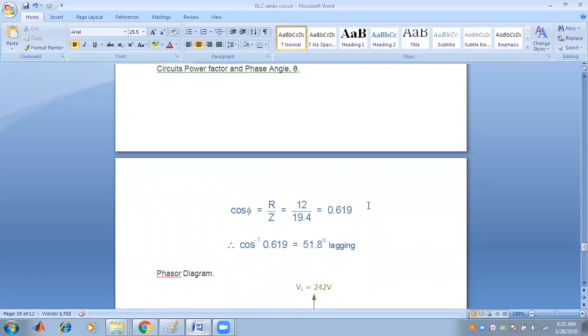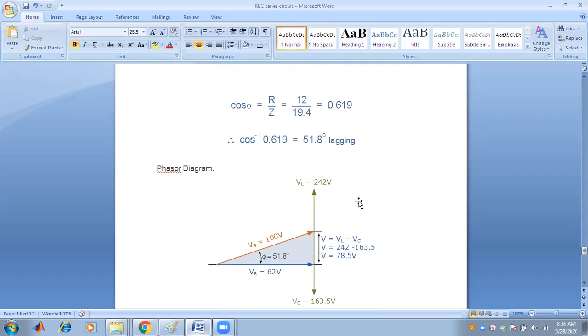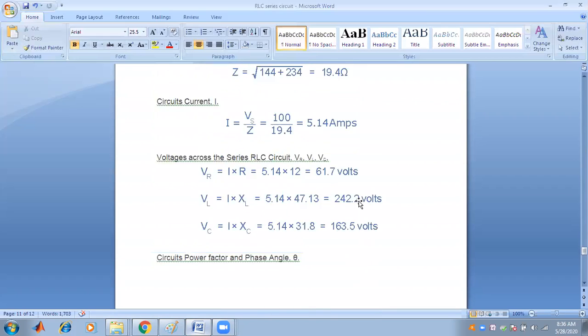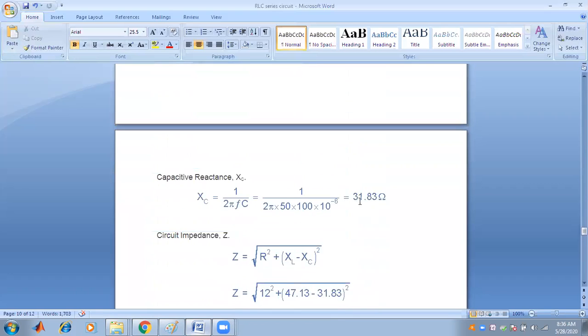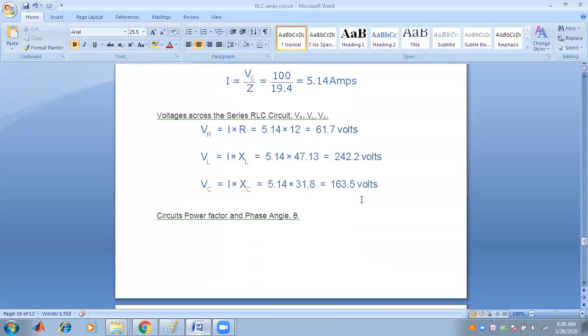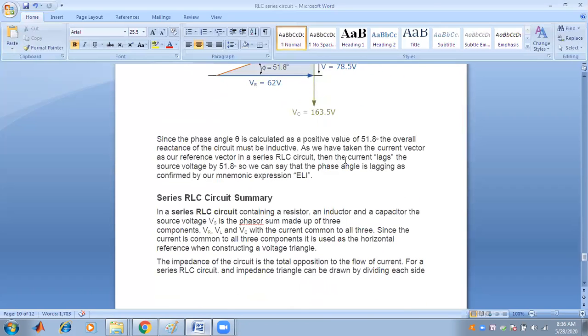The power factor can be calculated as cos theta, which is R by Z, that is 12 by 19.4, equal to 0.619. The cos inverse of 0.619 gives 51.83 degrees lagging. Why is it lagging? Because it is an inductive circuit and the value of VL is dominant compared to the value of VC, so the system power factor will be lagging.